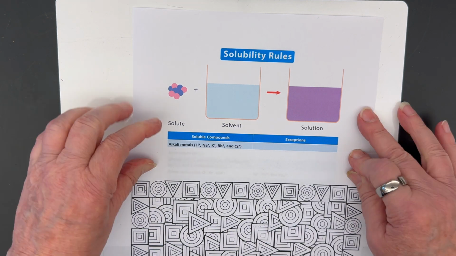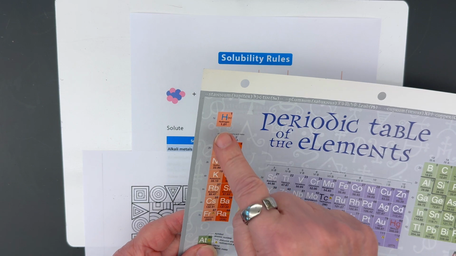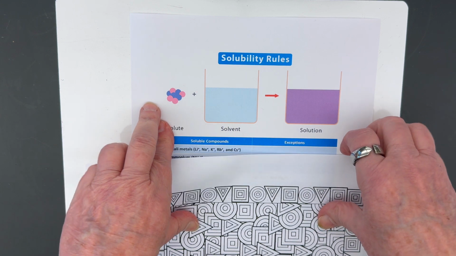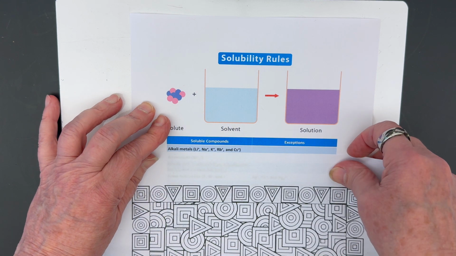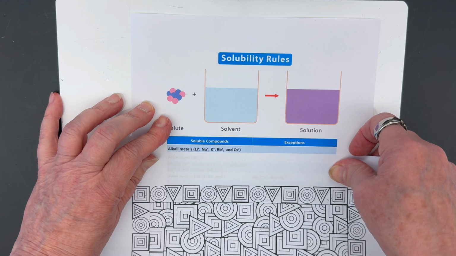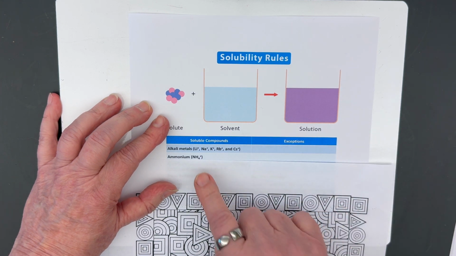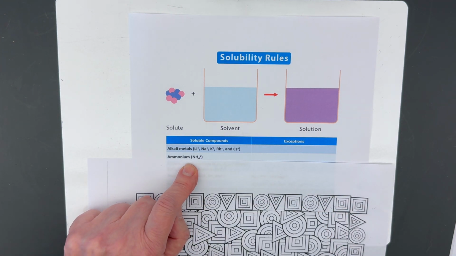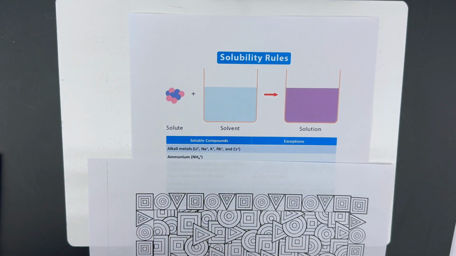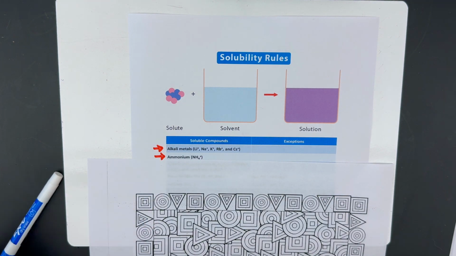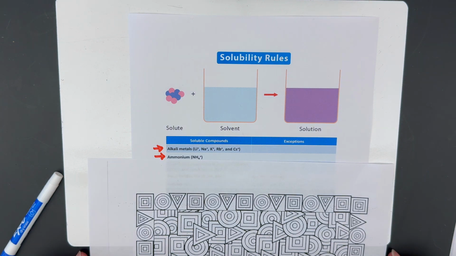So our first rule is that alkali metals, that's metals in the first column of the periodic table, are soluble. So if you mix them with something else like sodium chloride or sodium nitrate or lithium bromate, they will dissolve. The second rule is that ammonium compounds, when you look at the formula, if you see NH4 in the front, it is going to dissolve. So these two rules are the ones that are always soluble to some extent, enough that we say that they will dissolve. And we're looking at ionic substances here in these solubility rules.